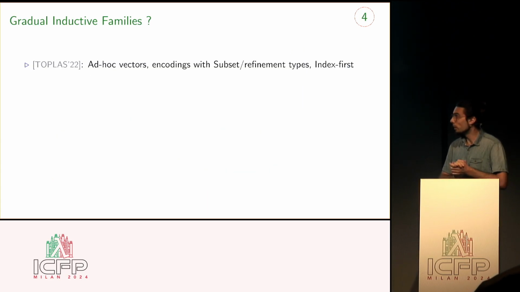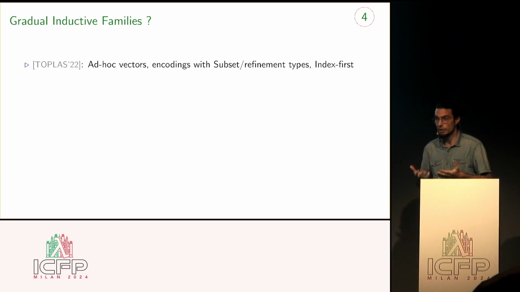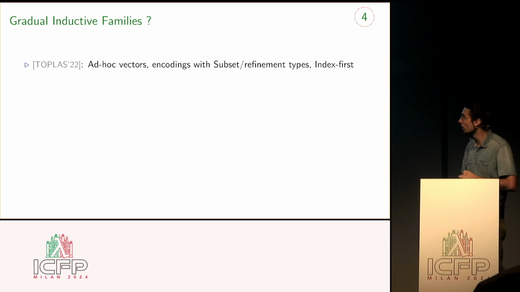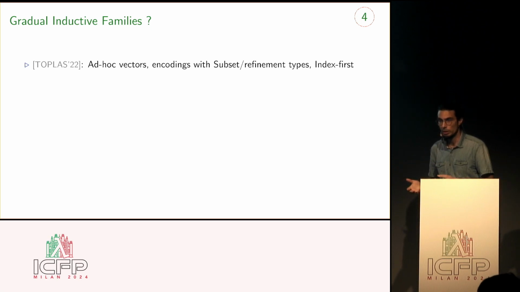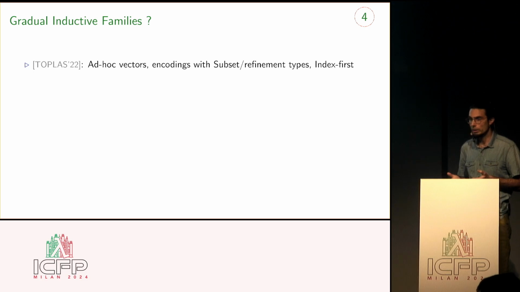And now, what about inductive families? In our first version of gradualizing the calculus of inductive constructions, we tried to consider various versions of inductive families, such as vectors, and also classical encodings from the literature. We found out that these versions were somewhat flawed with respect to our expectations.